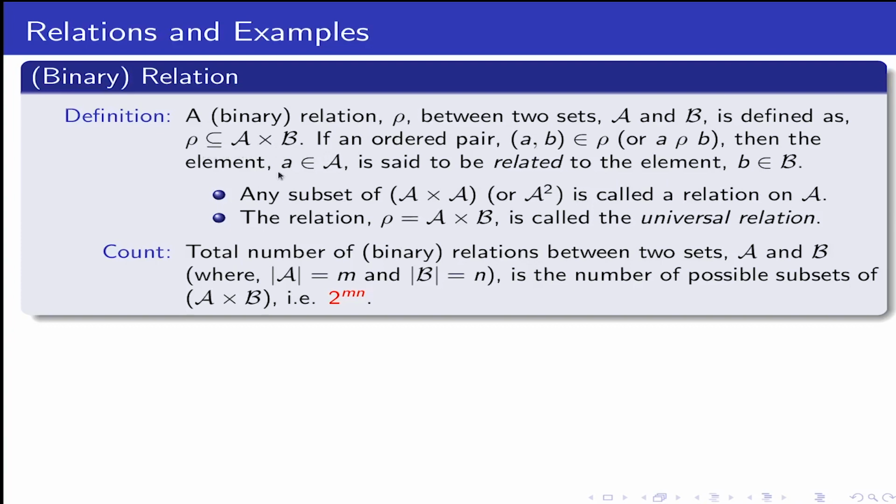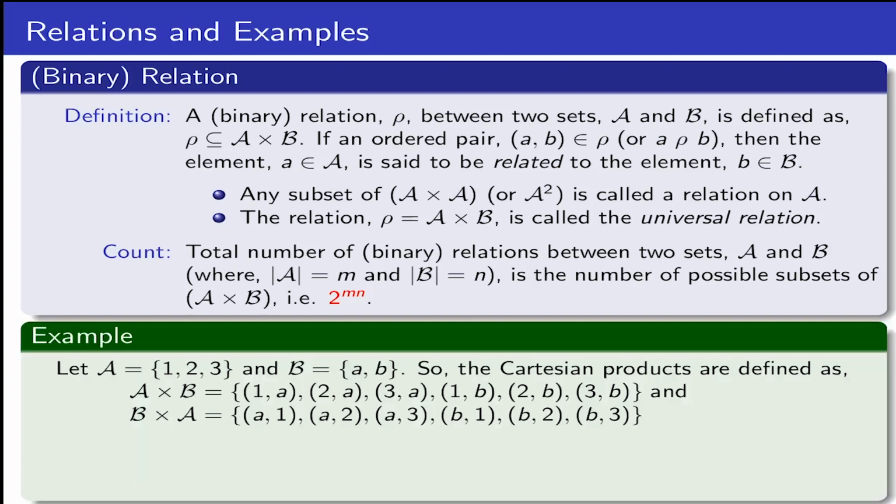So therefore, I can have all possible subsets of A cross B, which is the total number of different binary relations that are possible. That is nothing but 2 to the power of mn, since mn is the number of elements present in A cross B. So it will be the number of power sets that I can form with the A cross B set, and every member of that power set is one relation.